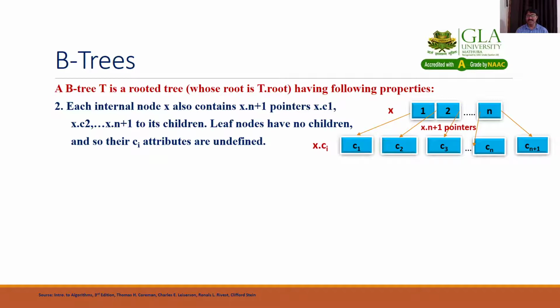You can see here, this is your X, which consists of n number of elements. These are the places for pointers, the places for addresses. Before 1 we have one address, before 2 we have one address, and before n we have the nth address. After n we have the n plus 1 address. So how many children can we store? X dot c i depends on n plus 1. So n plus 1 children we can store with the help of n plus 1 pointers.